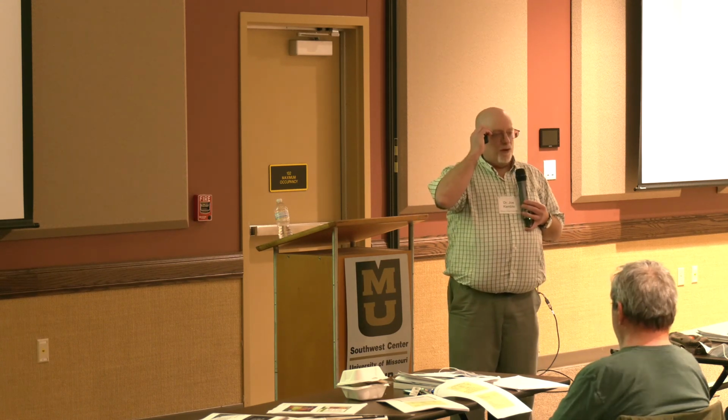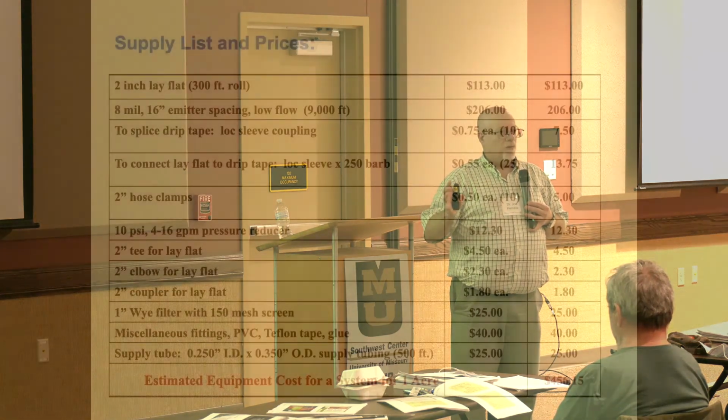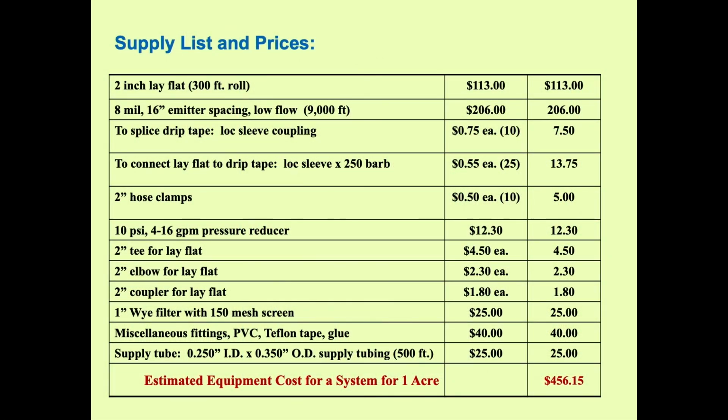So last thing, if I'm trying to figure out relative expenses, this is where I got my $450 from. Based on just using drip irrigation, no tape, no plastic, these are all the miscellaneous things that you need. You need lay flat or something else to actually get the water out there.